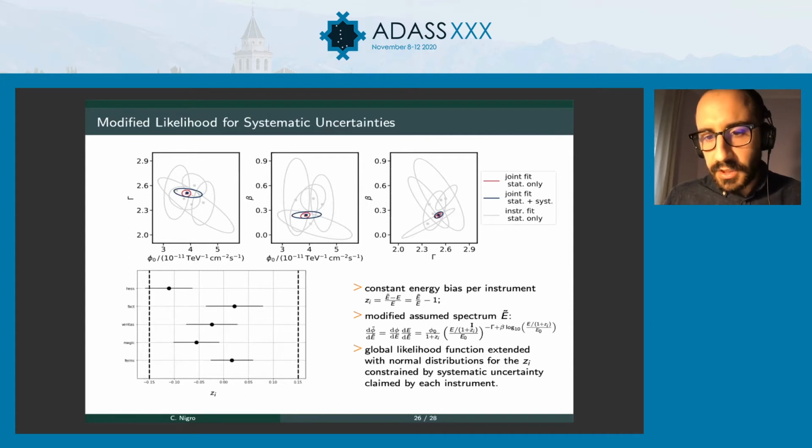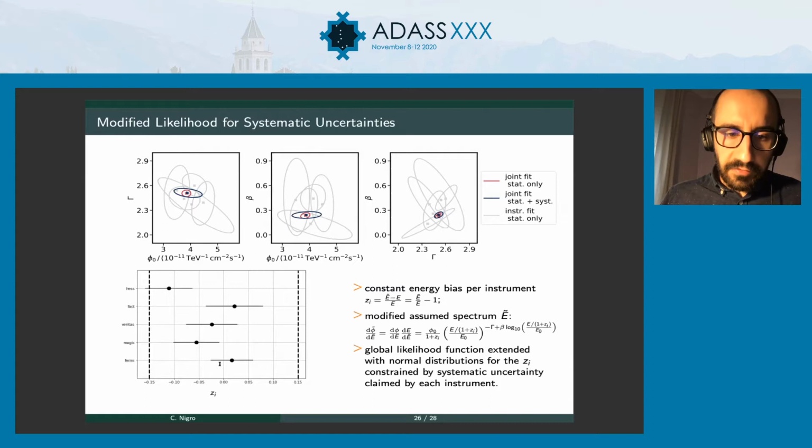So the spectrum will have a different Z for each of the instruments that are contributing to the fit. The global likelihood function is constrained with a normal distribution of this Z, where the mean is 0 and the standard deviation is the systematic uncertainty that is claimed by each instrument. You can see here the same likelihood contours as before, using all the instruments together, but this time including this systematic uncertainty. And these are the different Z factors for each of the instruments.